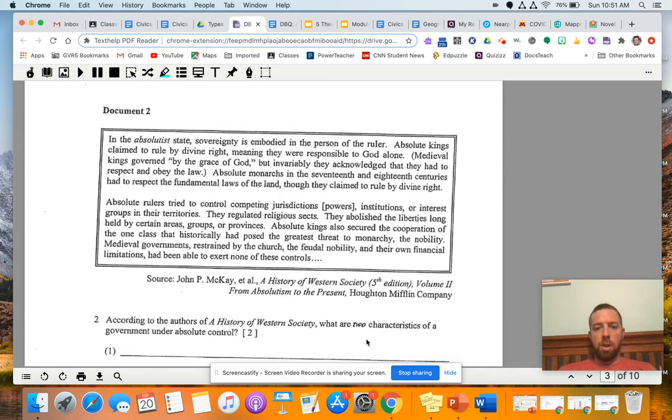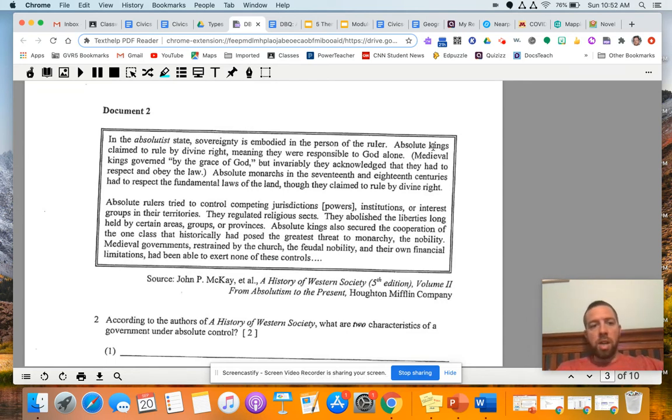This document is in contrast to document 1 because it is talking about authoritarian governments. Whenever you see the word absolutist, you can just plug in the word authoritarian. In the authoritarian state, sovereignty is embodied in the person of the ruler. Sovereignty, all the power to control what's going on, is embodied in the ruler. Whoever is ruling has full sovereignty. They don't need the people's permission. They have the power.